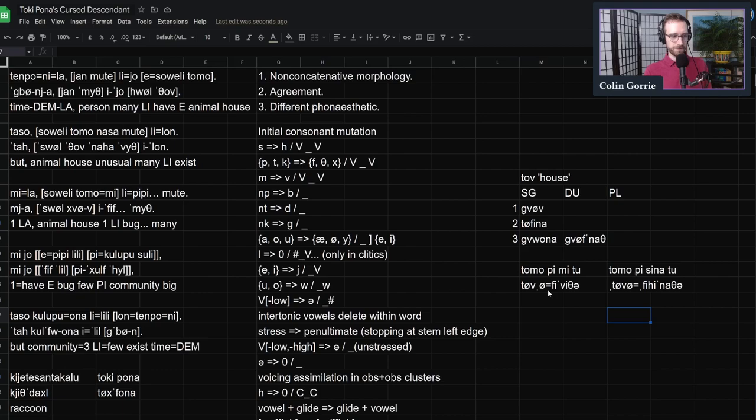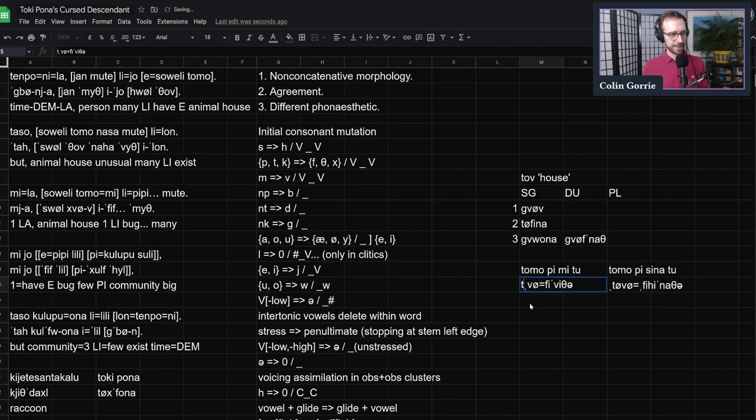Did I get this right? No, I didn't. Tevifivitha. Tevifivitha. Tevifihinatha. So we're going to lose this. We're going to, oops, nope, that's exactly what we're not going to lose. Colin, you're getting sloppy, pal. And you're going to lose this.